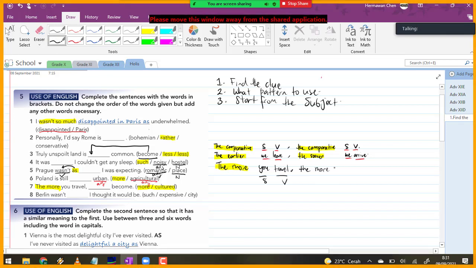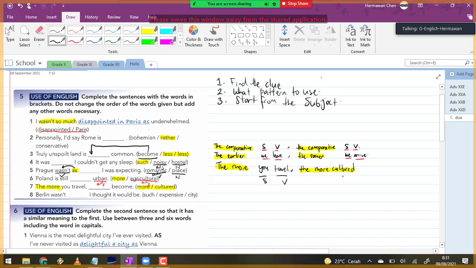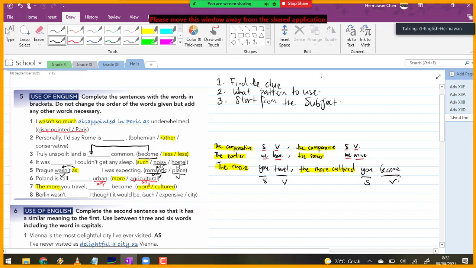The more cultured, that's the comparative subject. The subject is not given, guys. Yeah, you have to put it yourself. Take a look. We use you as the subject here. We also use you here. Now this is the subject, and then the verb is become, already given. That's it. The more you travel, the more cultured you become. This is the answer for number 7. The comparative subject verb, the comparative subject verb. Any question?